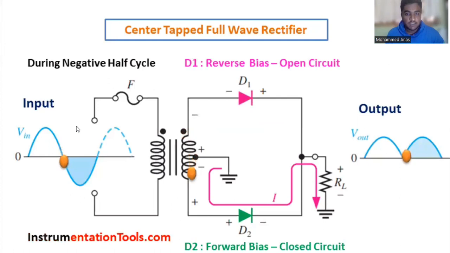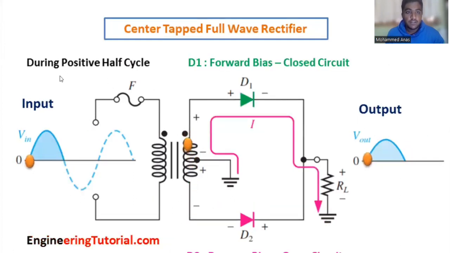When we pass the input during the positive half cycle, the output is formed. It gives a discontinuous waveform. As you see here, the voltage passes through the diode in this direction, and the output is given.